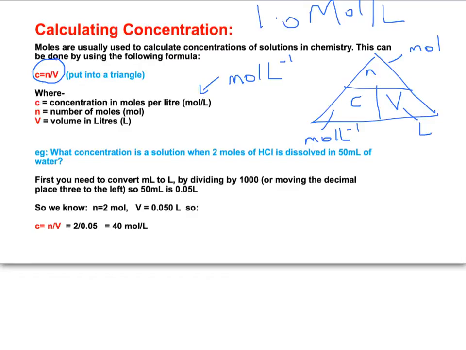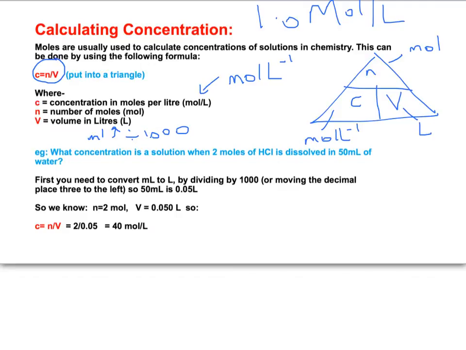So whenever you're given mils, we have to turn them into litres by dividing by 1,000. Okay, because there's 1,000 mils in 1 litre, isn't there?